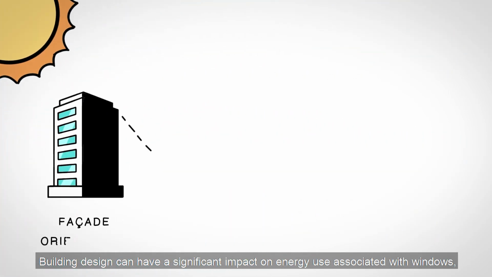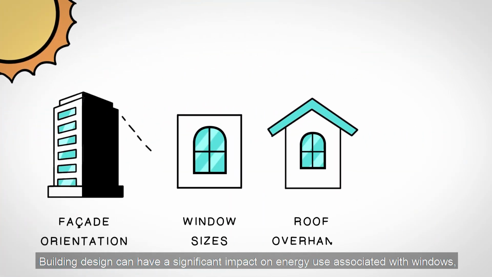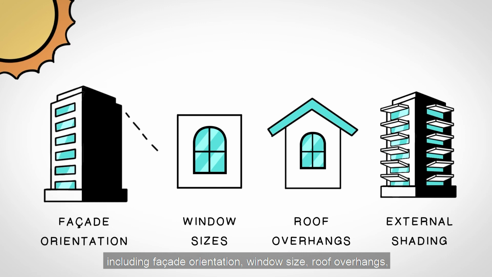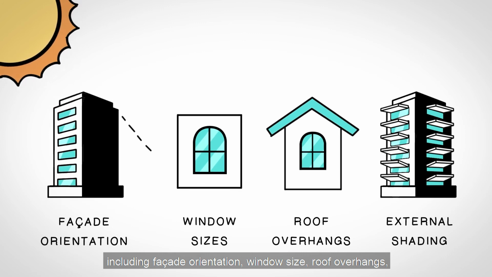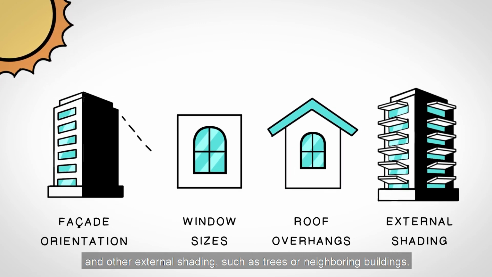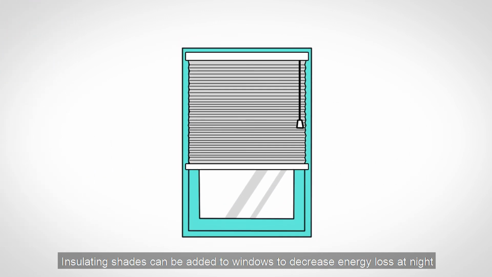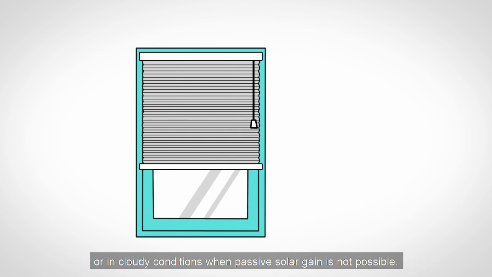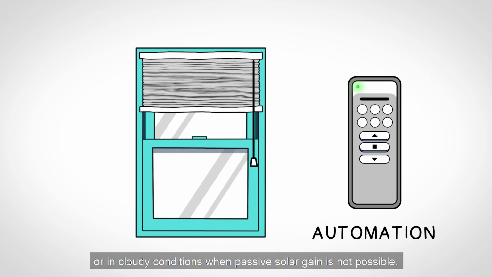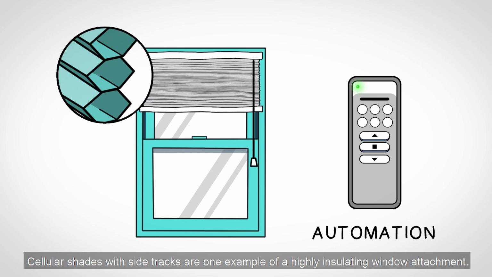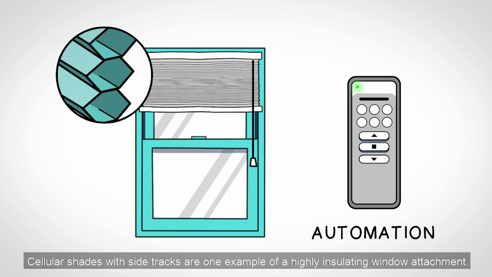Building design can have a significant impact on energy use associated with windows, including facade orientation, window size, roof overhangs, and other external shading such as trees or neighboring buildings. Insulating shades can be added to windows to decrease energy loss at night or in cloudy conditions when passive solar gain is not possible. Cellular shades with side tracks are one example of a highly insulating window attachment.